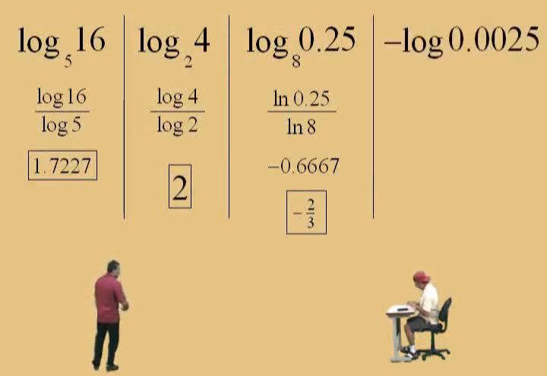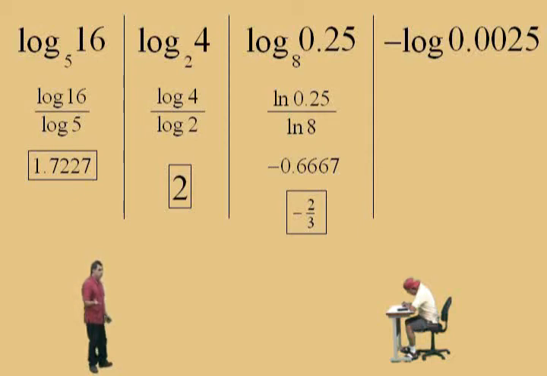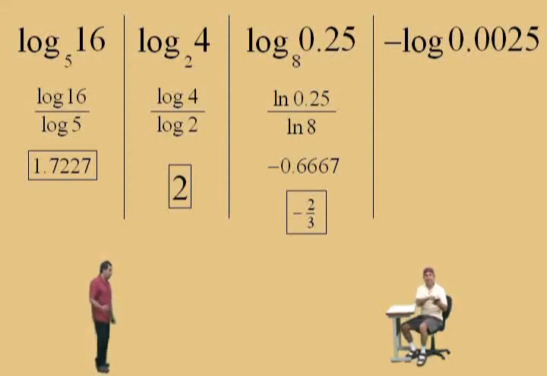Negative log of 0.0025. Now, do we need to apply the change of base rule here, Charlie? Yes. No? No, why not? So log base 10. Because that is a log base 10. Your calculator does log base 10, so there's no need to apply the change of base rule. All you got to do is put in log of 0.0025. Remember, it's a negative answer.